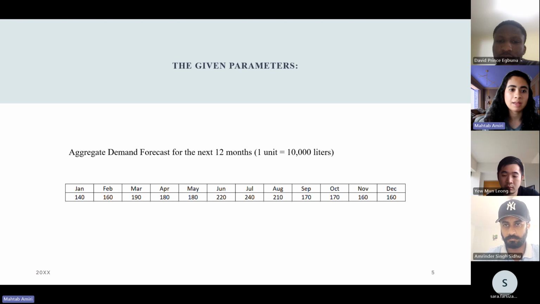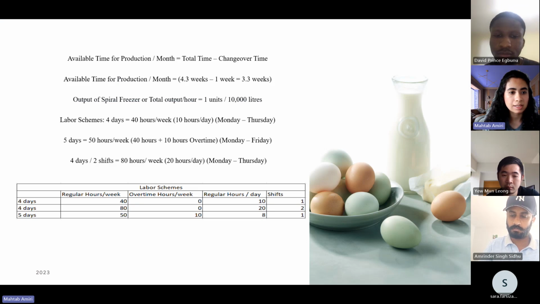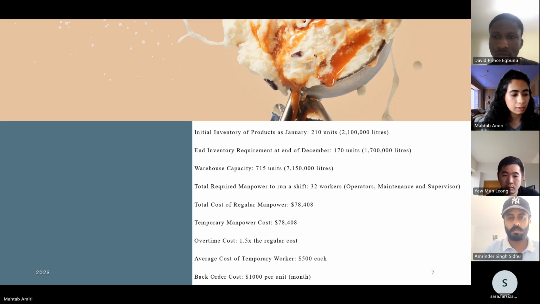This is the aggregate demand forecast for the next 12 months. As you can see, we have a chart here that indicates 4 days, where the first one is one shift and the second one is for 2 shifts, and we have 5 days as well. And you can see the regular overtime hours and the number of shifts there. If we move forward to the next level, we can see that the initial inventory of the product in January is 210 units. The end inventory requirement at the end of December is 170 units.